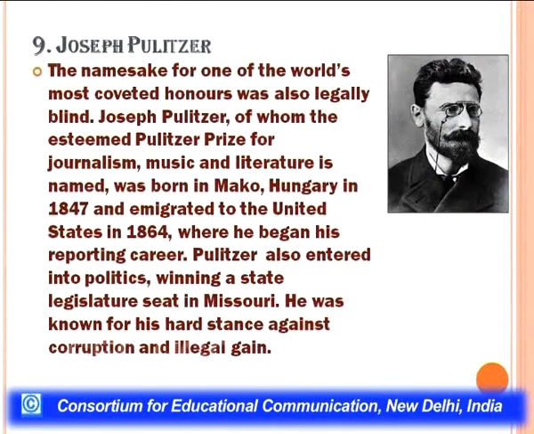The famous Joseph Pulitzer, the Pulitzer Prize, a very famous prize in his name, he was a journalist, a music lover, a very good name in literature, born in Hungary, migrated to the United States and began his reporting career. He entered into politics, winning a state legislature seat in Missouri. He was known for his hard stance against corruption and illegal gain.